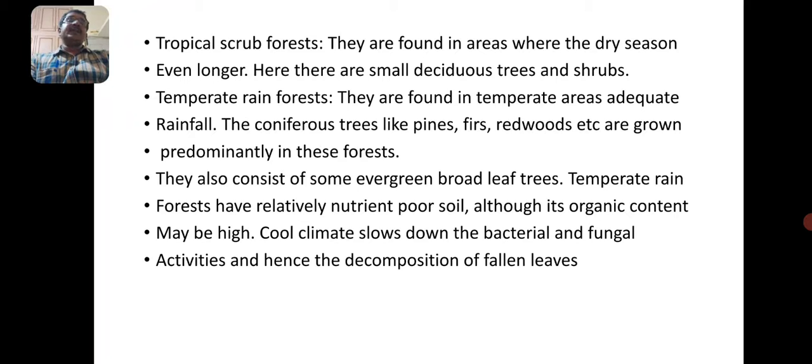Temperate rainforest. They are found in temperate areas with adequate rainfall. Coniferous trees like pines, firs, and redwoods grow predominantly in these forests. They also consist of some evergreen broadleaf trees. Temperate rainforest areas have relatively nutrient poor soil, although the organic content may be high. The cool climate slows down bacterial and fungal activities, hence the decomposition of the leaves is slow.